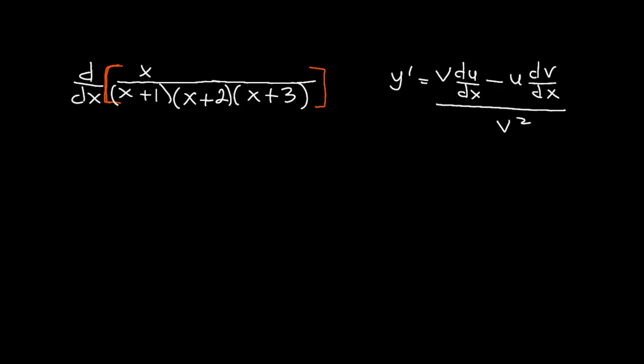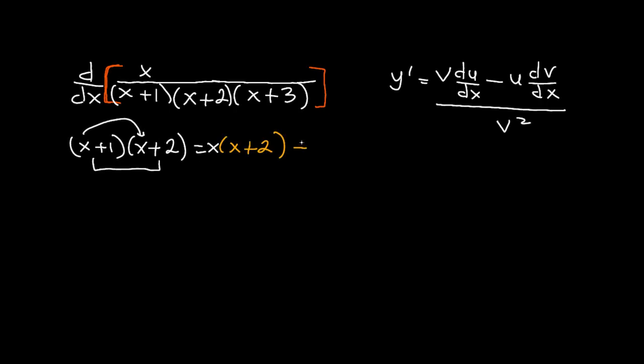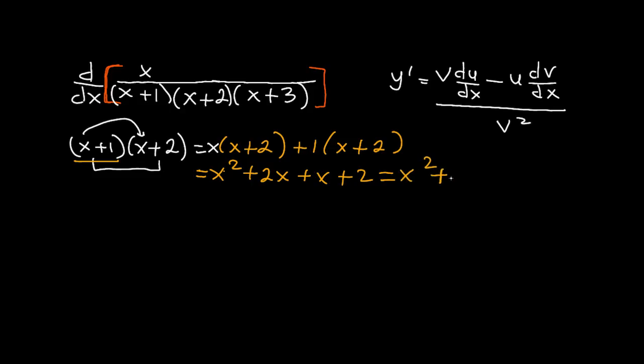To make the work easy and faster for us, we're going to expand the denominator. Let's expand the denominator, x plus 1 times x plus 2. I'm using the first item to multiply the second one. If you do the expansion, this will give you x squared plus 2x, and then plus x, and then plus 2. So that will give you x squared plus 3x plus 2.